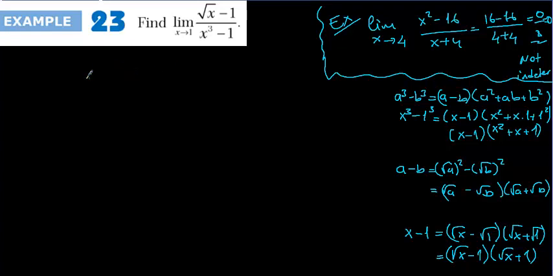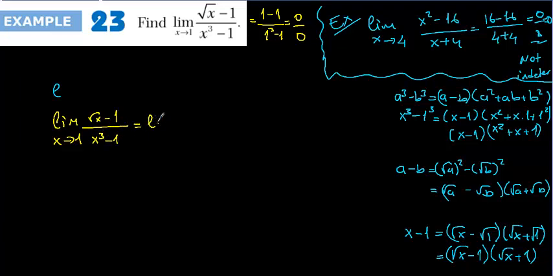Then let's start to solve the question. Limit x tends to 1. Firstly, I have to define that this is 0 over 0, but the operation was so easy that's why I didn't write that one. 1 minus 1 over 1 cubed minus 1 is equal to 0 over 0. We understood that this is 0 over 0 indeterminate form. Then it's going to be equal to root of x minus 1 over x cubed minus 1.